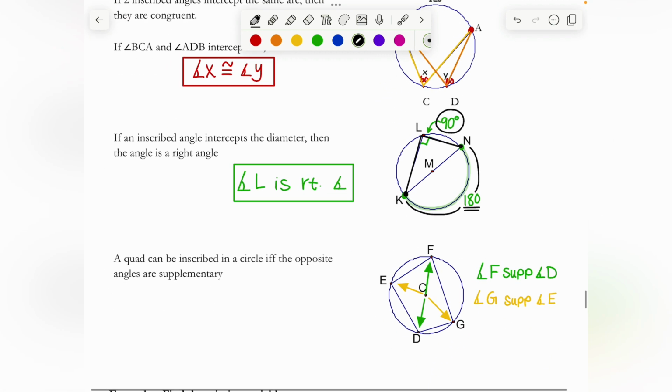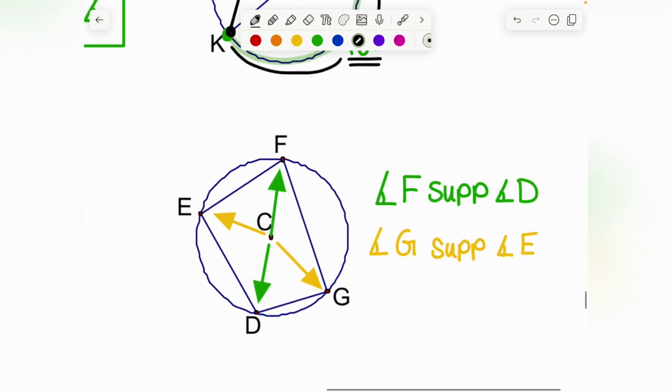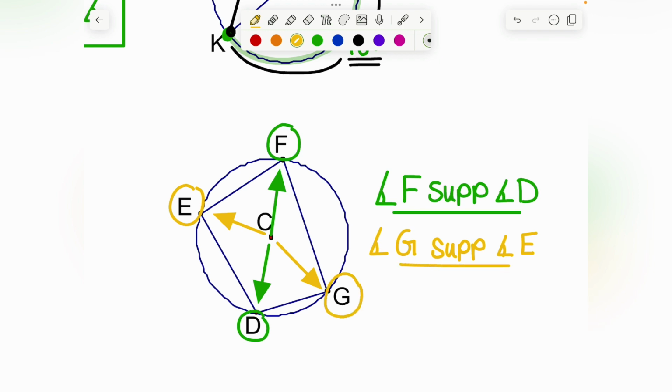And finally, a quadrilateral can be inscribed in a circle if and only if, that's what the if with two F's means, if and only if the opposite angles are supplementary. So I kind of drew this picture. Again, if you want to pause the video and copy this down, you can. So the green arrows are indicating that angles F and D, those are opposite angles. Those are going to be supplementary. And likewise, angles E and G are also going to be supplementary.